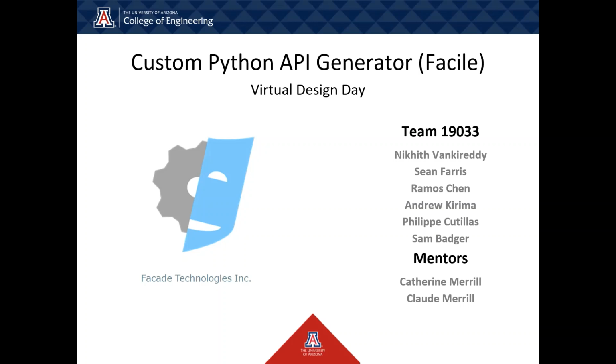We're team 19033, and our project was to create a custom Python API generator, which we've called Facil.